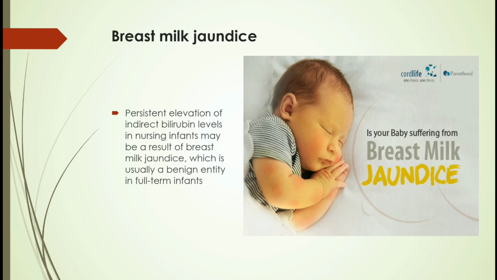So as we discussed about breast milk jaundice, it is usually the persistence of elevated indirect bilirubin levels in a nursing infant, which is usually a benign entity in full-term infants, and it usually resolves on its own up till the 3rd week of life, with stopping or discouraging breastfeeding for not more than 1 week.